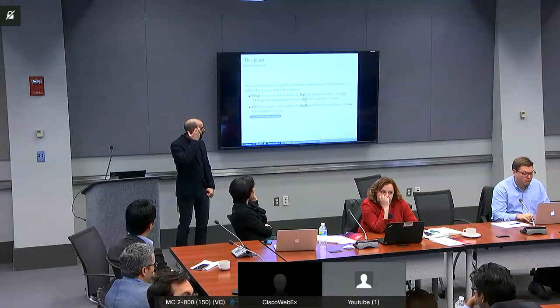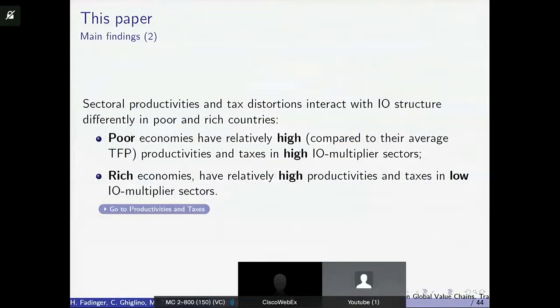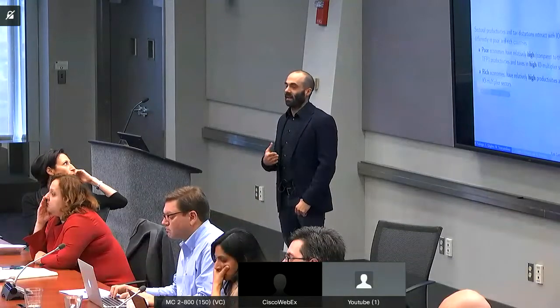So, for example, China is above average productive in sectors like transport or trade or energy provision compared to its average sector relative to the US. And that means, of course, that this will have a relatively large positive effect on China's aggregate performance. At the same time, developing countries also tend to have higher tax rates in these high multiplier sectors. As you can imagine, that's not a very good idea.